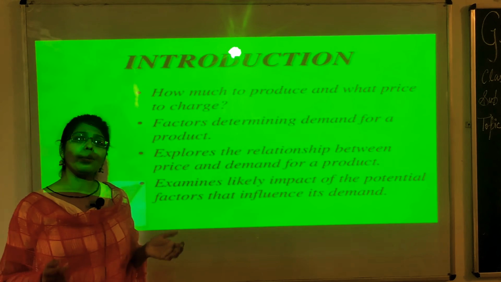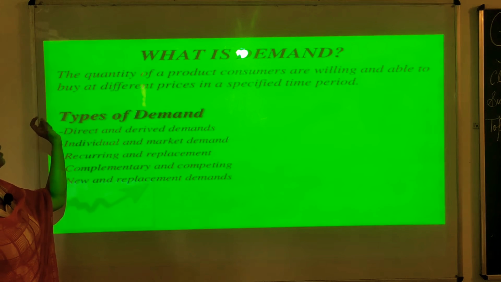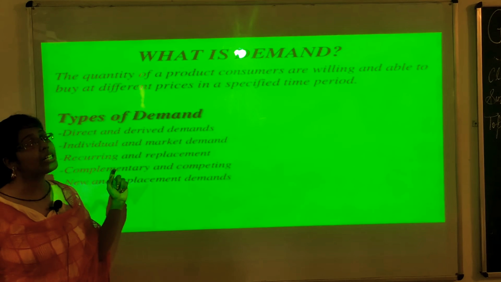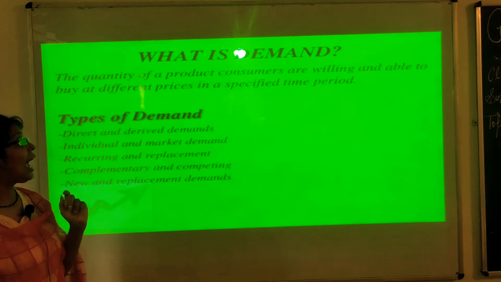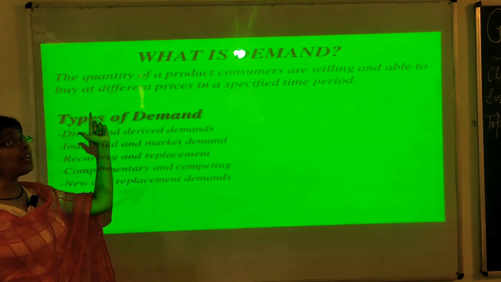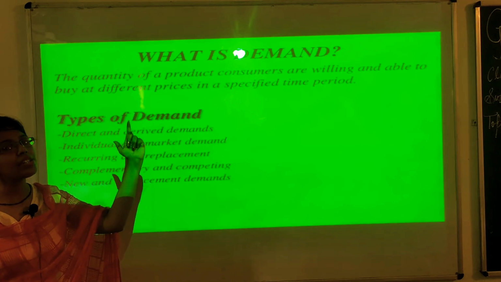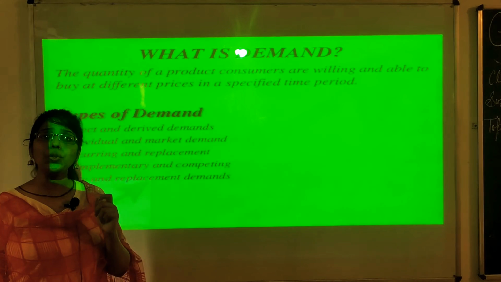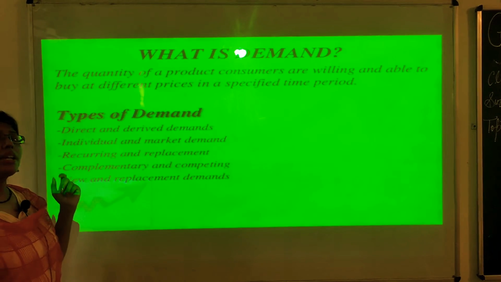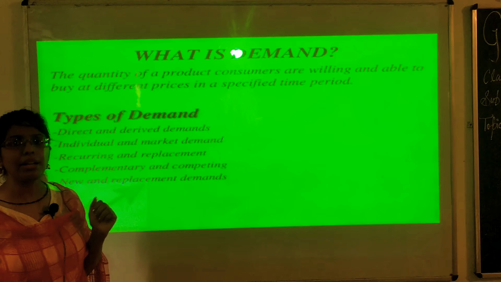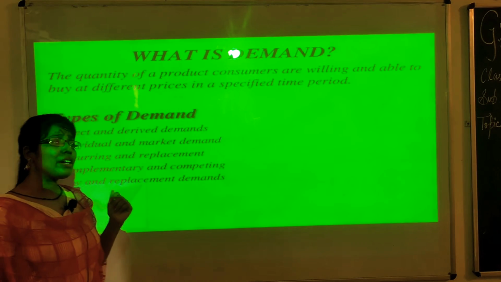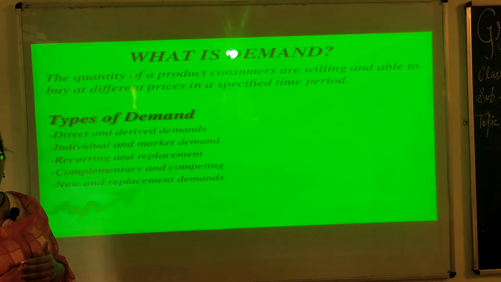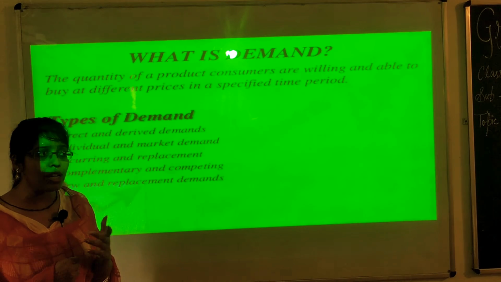Let's see the meaning of demand. So what is demand? As you can see, it is written here, the quantity of a product consumers are willing and able to buy at different prices in a specified time period is demand. So students, there is a basic difference between willingness and demand, or you can say desire and demand. For example, a person wants to own a car but he does not have money at that time. So that is just a mere desire, a mere wish.